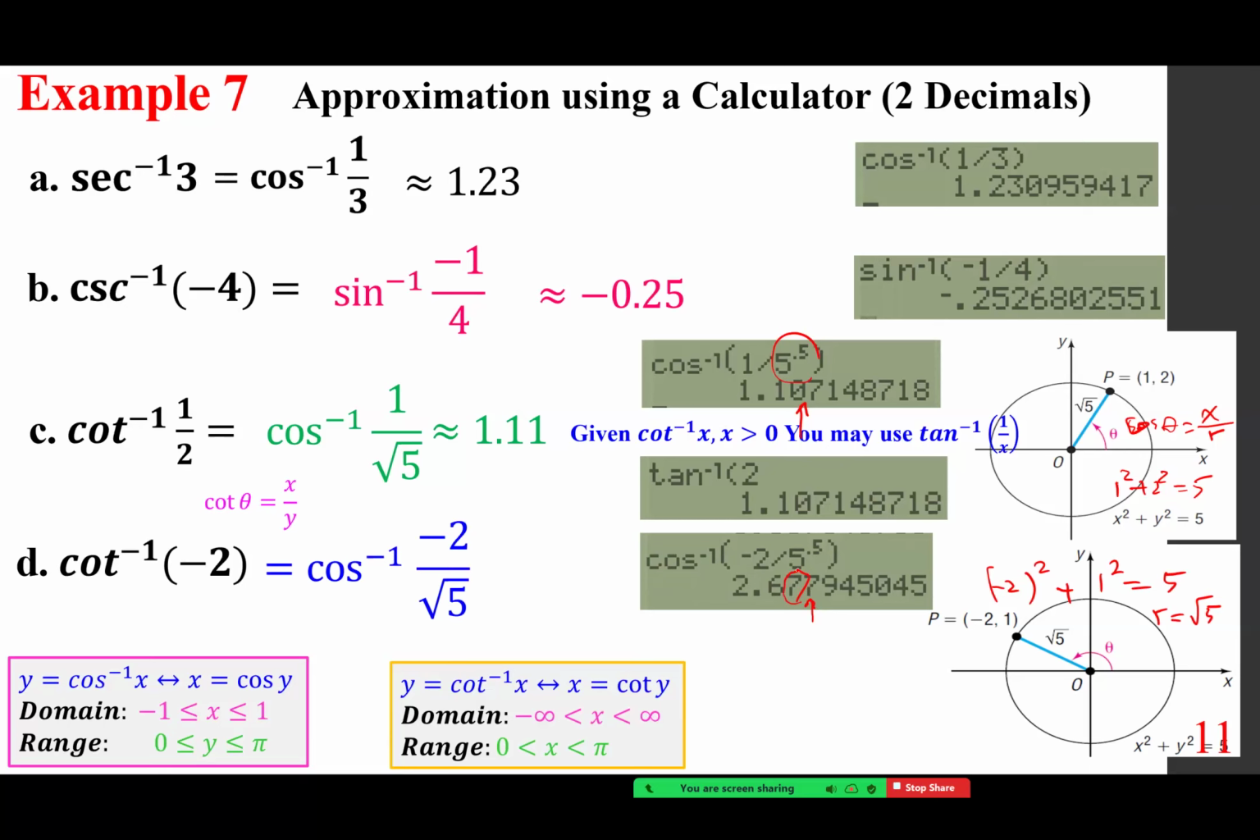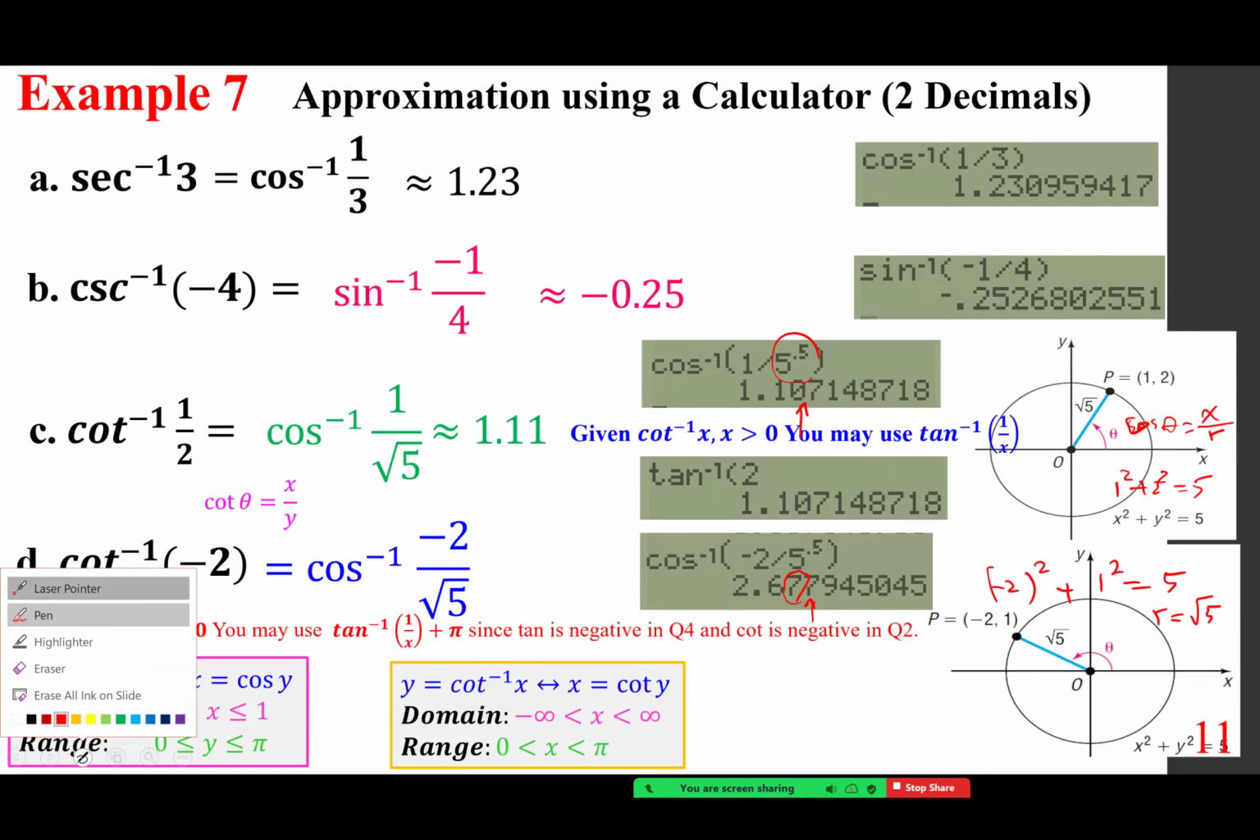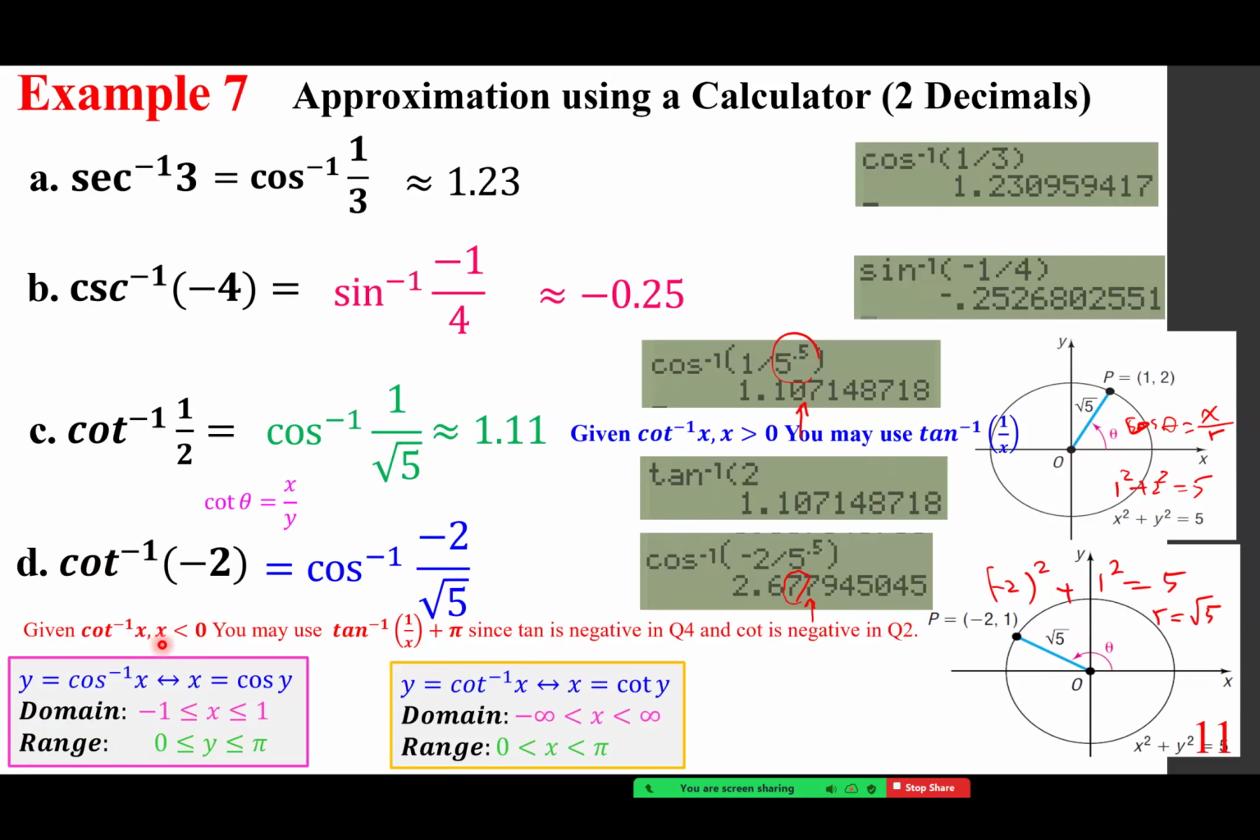On the other hand, take a look at what I'm going to tell you. This is extremely important. Given cotangent inverse of x, when x is larger than 0, go with tan inverse of 1 over x. But if it's less than 0, you may use tan inverse, and then you have to add pi. Why is that? Tan is negative in quadrant 4. Remember, tangent, just like sine, goes from negative pi over 2 to pi over 2. So because it's negative, the reciprocal is negative. It gives you an answer in the 4th quadrant, but you want it in the 2nd quadrant.